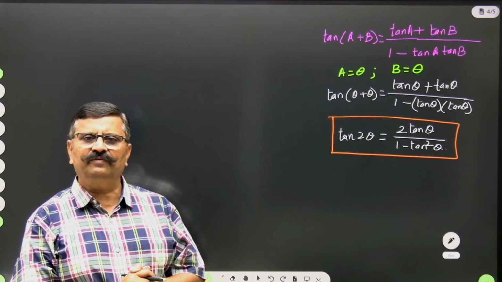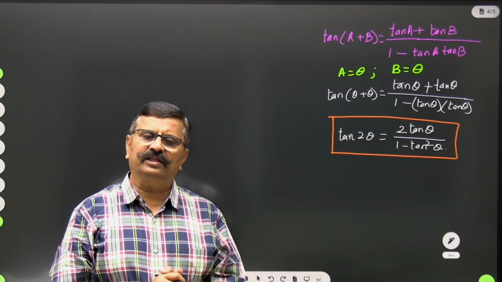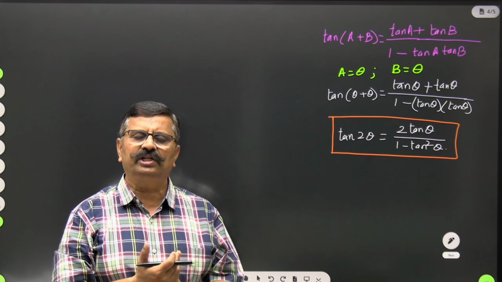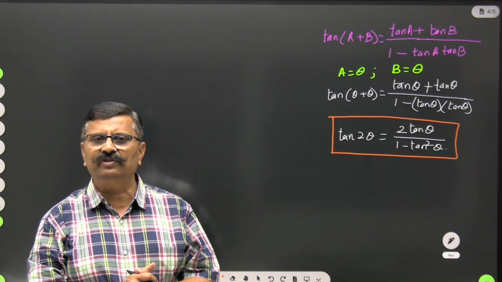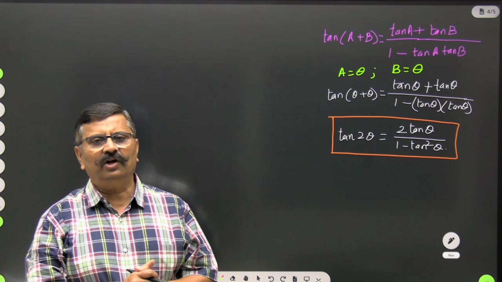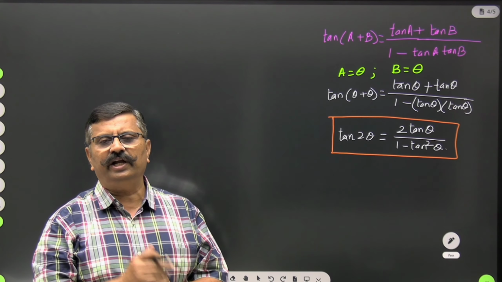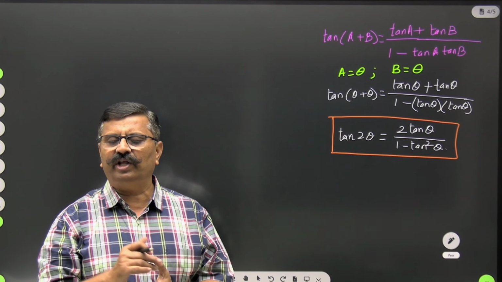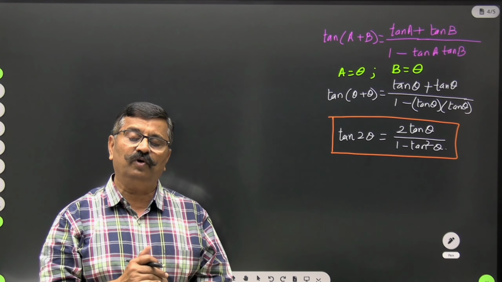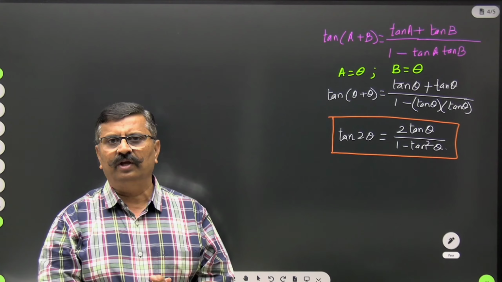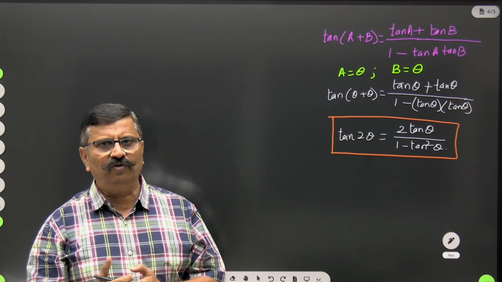So these are the formulas for double angles, that is sine 2 theta, cos 2 theta and tan 2 theta. Let us revise the formulas for sine 2 theta, cos 2 theta and tan 2 theta. What is the formula for sine 2 theta? It is 2 sine theta cos theta, while the other formula is 2 tan theta upon 1 plus tan square theta. Now for cos 2 theta, there are 4 formulas.